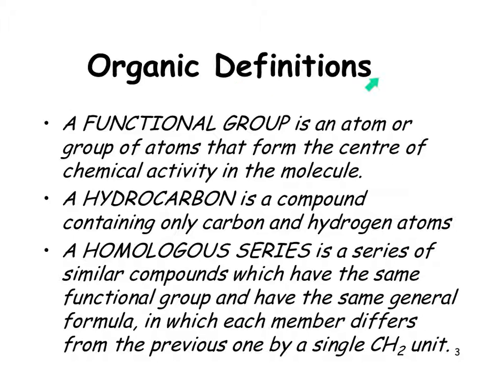Here are some important definitions. A functional group is an atom or group of atoms that form the center of chemical activity in the molecule. Truth be told, CHs really do very little. It's the other parts of organic molecules that react. A hydrocarbon is a compound containing only carbon and hydrogen atoms. A homologous series is a series of similar compounds which have the same functional group.